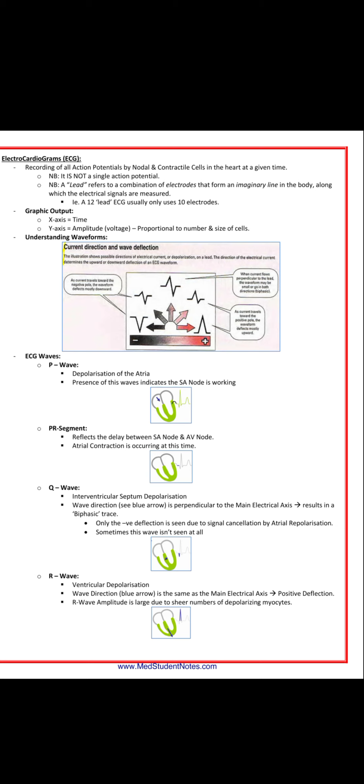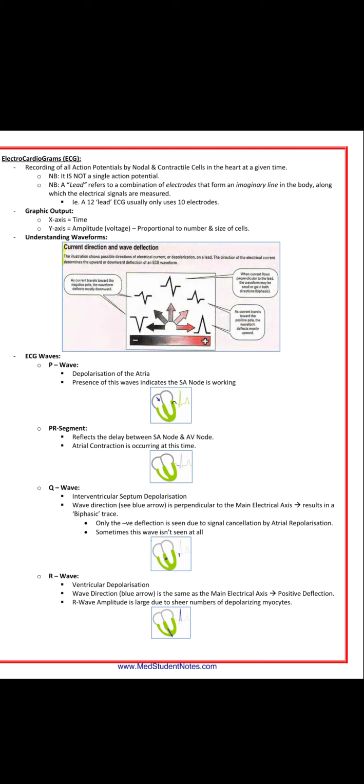In the Q wave there may be negative deflection, or the wave may not even be seen. Negative may be due to atrial repolarization. The first wave, the P wave, is due to atrial depolarization, and its presence indicates the SA node is working. In the PR segment, what happens? There is atrial contraction, and it reflects the delay between the SA node and the AV node.